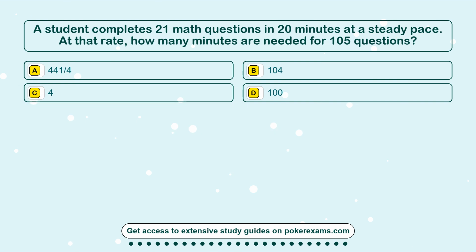Question 5. A student completes 21 math questions in 20 minutes at a steady pace. At that rate, how many minutes are needed for 105 questions? Option A 441/4. Option B 104. Option C 4. Option D 100.